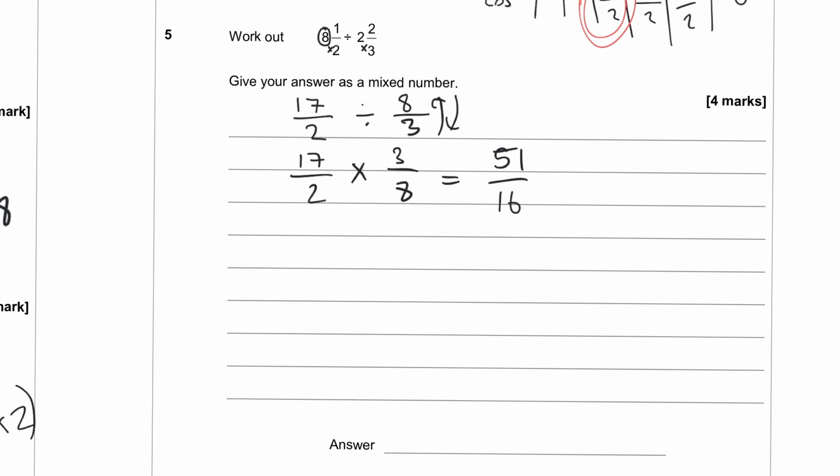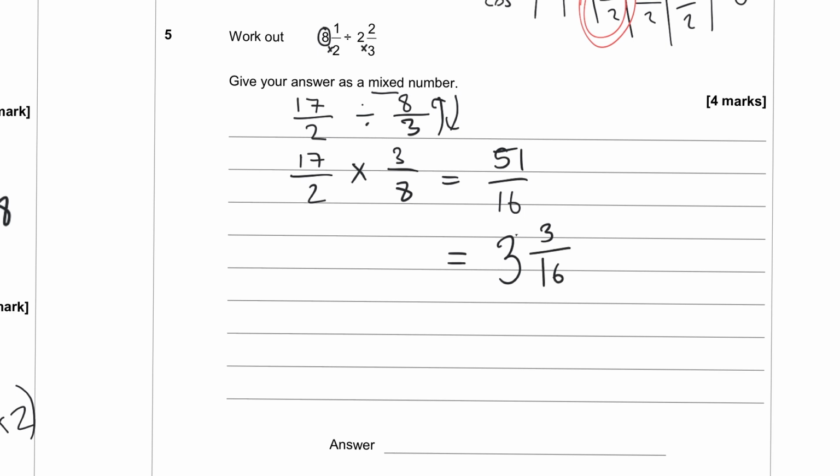But then because it wants us to leave our answer as a mixed number, we need to do that. So in order to change this to a mixed number, our final answer would be, oh, sorry, not 51. It'll be 3. The reason why it'll be 3 is because the most amount of times that 16 can go into 51 is 3. And then you're left with 3, and then 3 over 16.